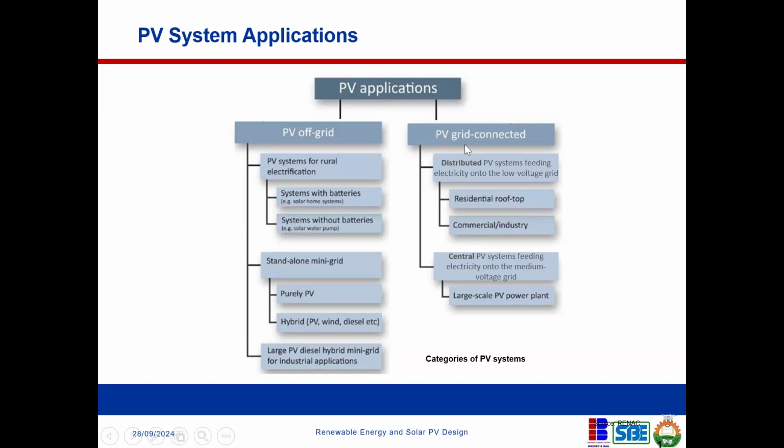Now you have grid connected systems. I've explained that you could have, like I talked about, residential rooftop, which are grid systems that are already common in developed countries. You have commercial, you have central, more like a large solar PV plant like the one we have in Kano, which is 10 megawatts. That is grid connected.